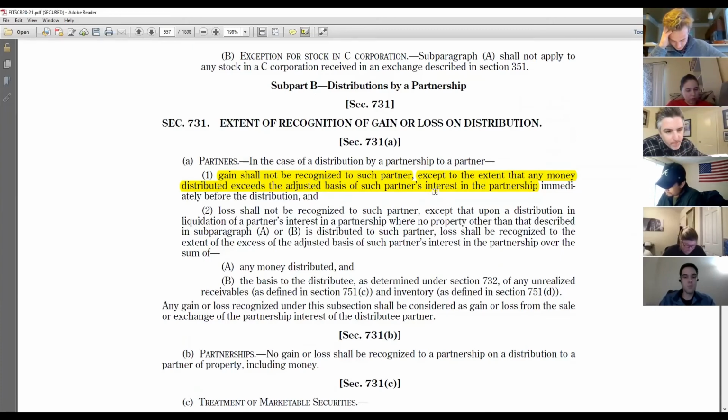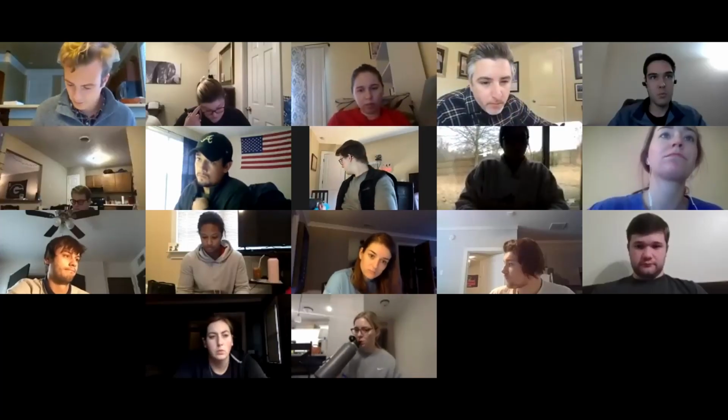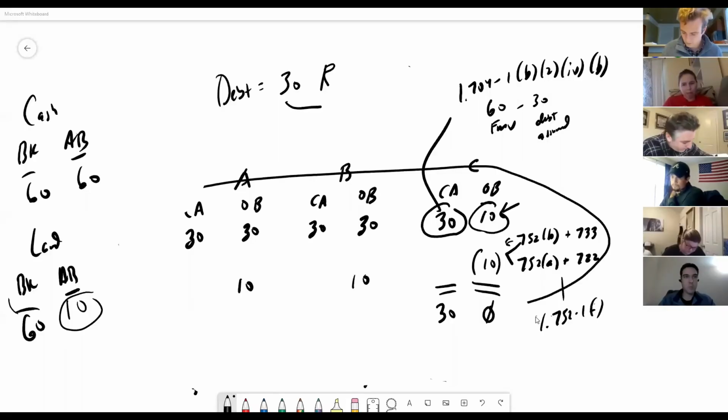Well, that happens here. We haven't seen it before, but now we have a distribution of 20 made to C, who has an outside basis of 10. So C has 10 of gain. So C's got 10 of gain that he's going to report on his tax return.